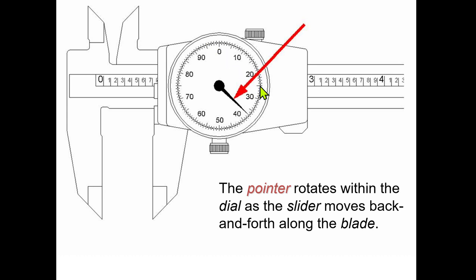0, 25 thousandths, 50 thousandths, 75 thousandths, 100 thousandths.